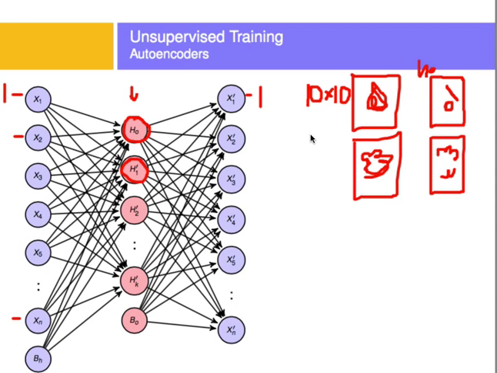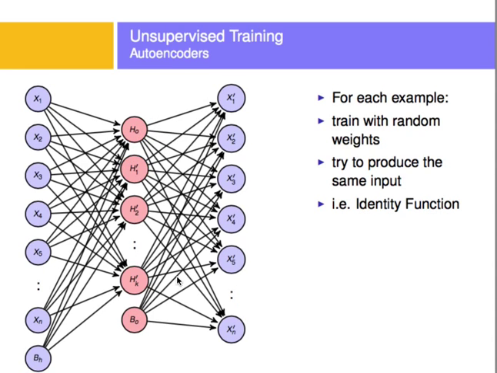Okay, that's the idea. By trying to train on your own examples as target output, you're going to get a mishmash here, but in the hidden nodes, you might get interesting features. The way to train these nodes is basically, for each example, I will start with random weights, and then I'll try to produce the same input. This is called an identity function. So I'll try to model an identity function.